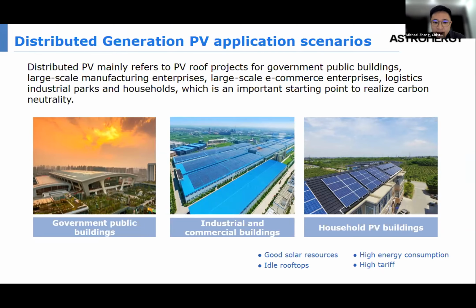The ideal rooftop for distributed generation is, first, one with very good solar resources, and second, one with idle rooftops. Then the factory or the people living in the building have a high energy consumption. Also, the energy tariff is very high.